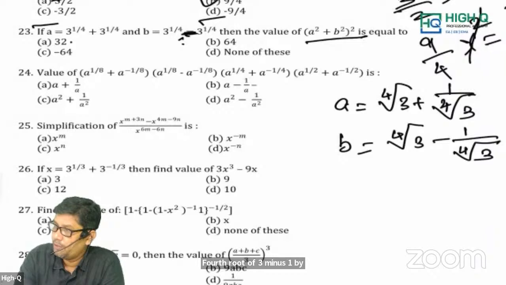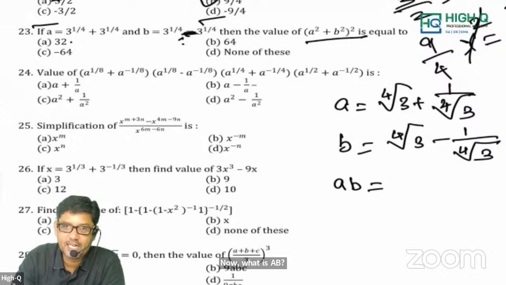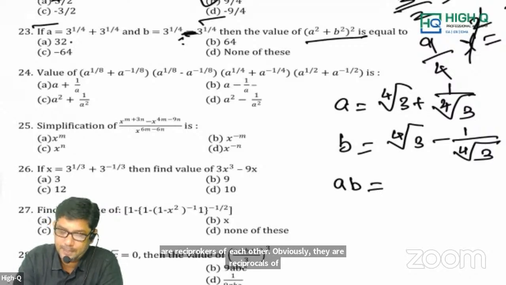Is that correct, all of you? Now, what is a, b? They are reciprocals of each other. Obviously, they are reciprocals of each other. Am I right? Or otherwise, a plus b into a minus b. What is a plus b into a minus b, my dear?